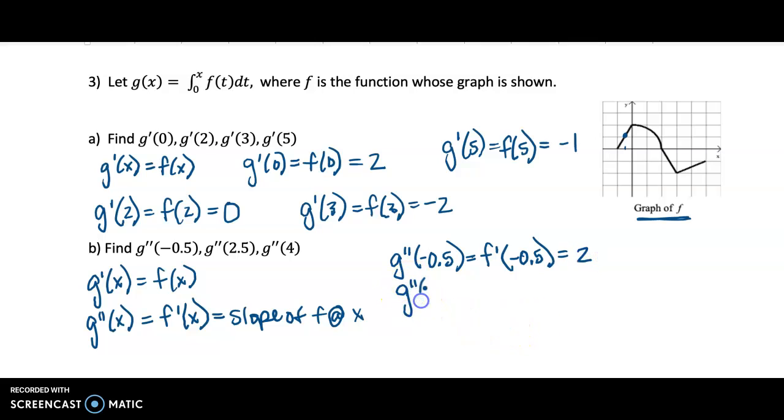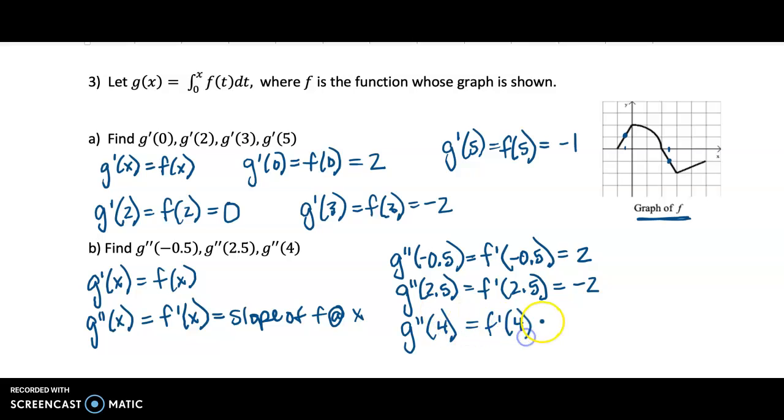If we go g double prime of 2.5, that's going to equal f prime of 2.5, which means the slope at 2.5, which is right here. So this is down 2 over 1, so that would be -2. And lastly, g double prime of 4 is equal to f prime of 4, which is the slope at 4 here, which the slope of this line is up 1 and over 2, so 1/2.